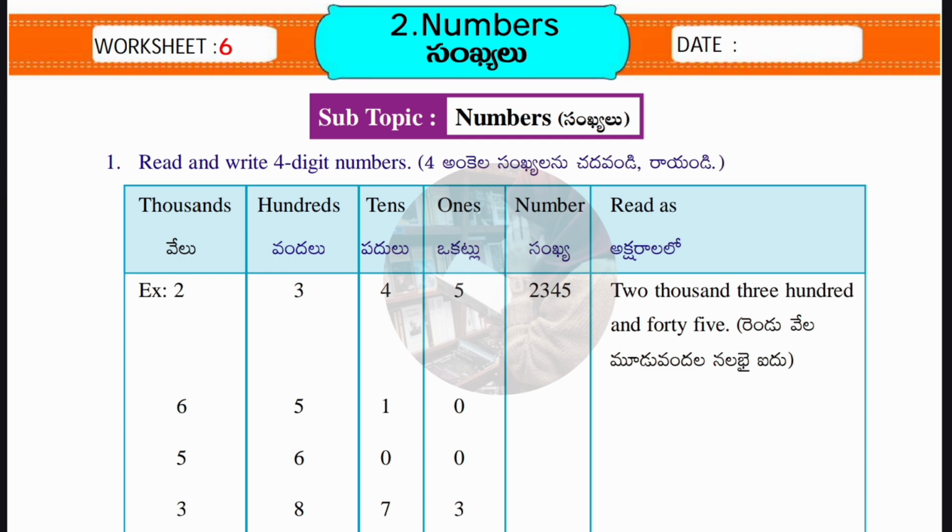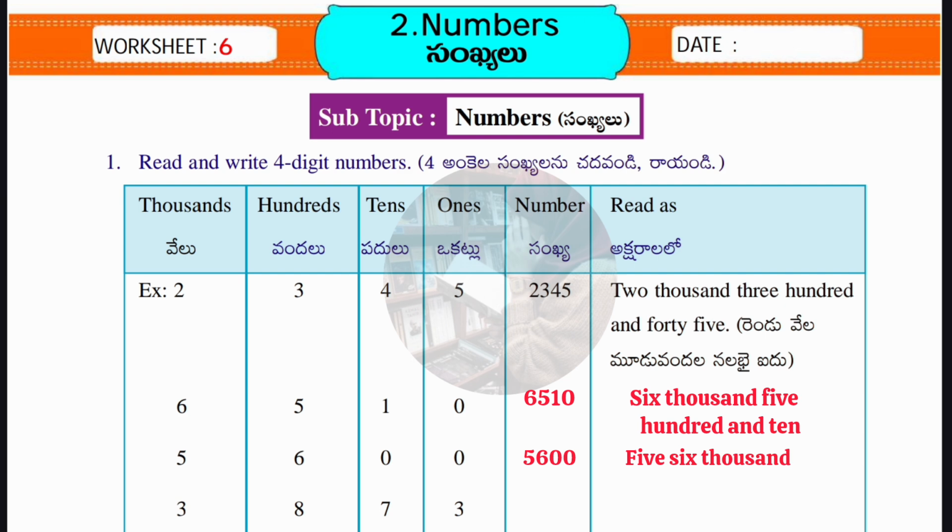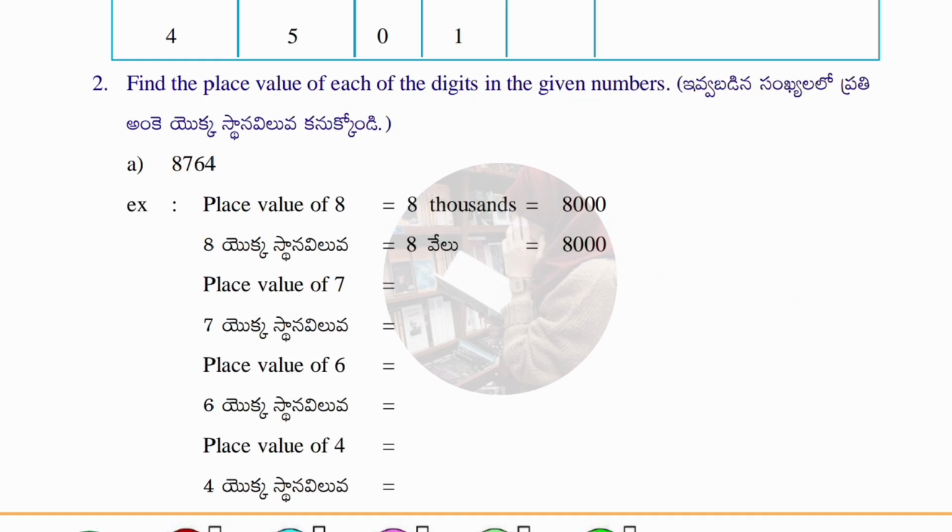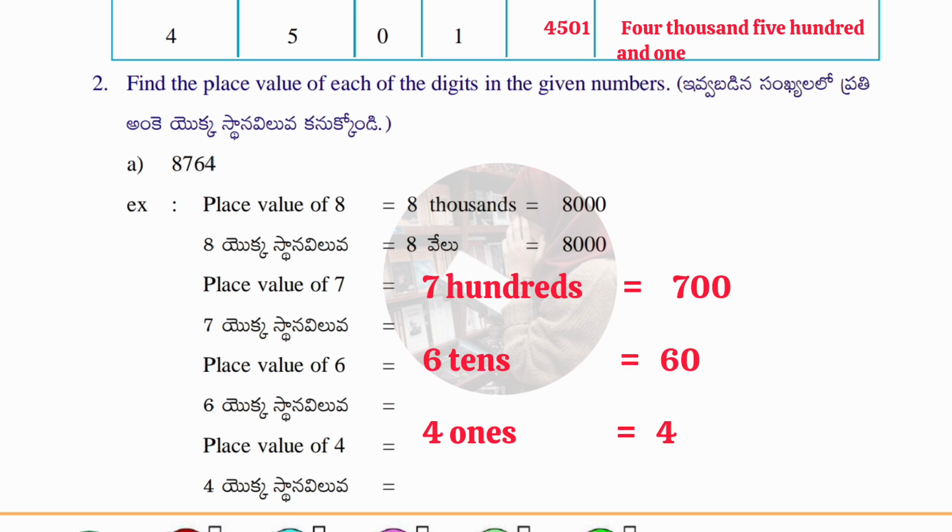Next number is 6510. So the number is 6,510. Write down 6,510. Next number is 5600, which means 5,600. Write down 5,600. Next number is 3873. So the number is 3,873. Write down 3,873. Got it, guys? Now we'll move to the next number, which is 4501, which means 4,501. Write it down, 4,501.